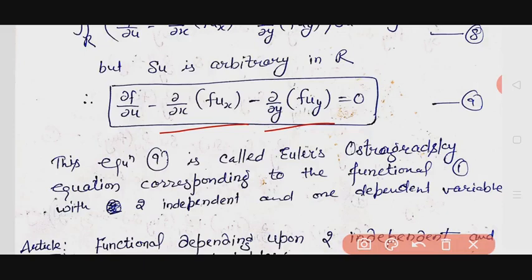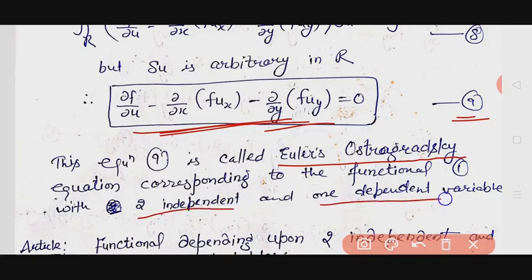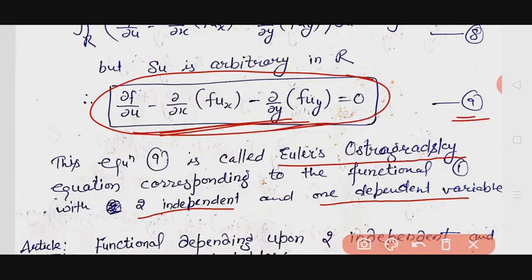I call this equation 9. This equation is actually known as the Euler-Ostrogradsky equation, corresponding to the functional having two independent variables and one dependent variable. That means if you have one dependent variable and two independent variables, then you have to use this Euler equation, which we call the Euler-Ostrogradsky equation.